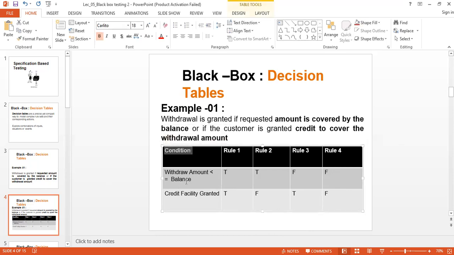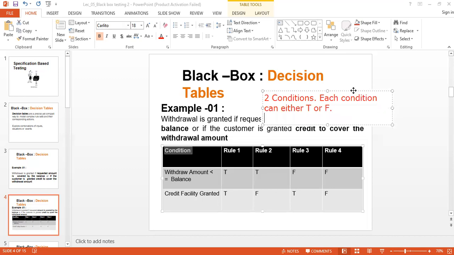So these are our two conditions, and based on the two conditions we have 4 rules. So you can see now there is a connection, right? We have 2 conditions, and we know each condition can be either true or false, right?